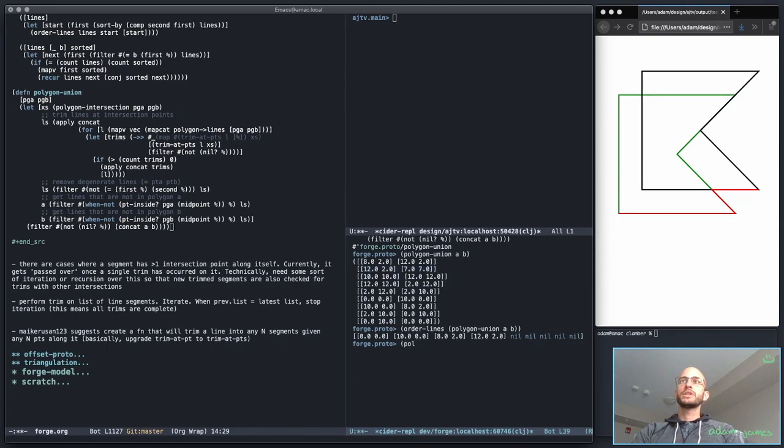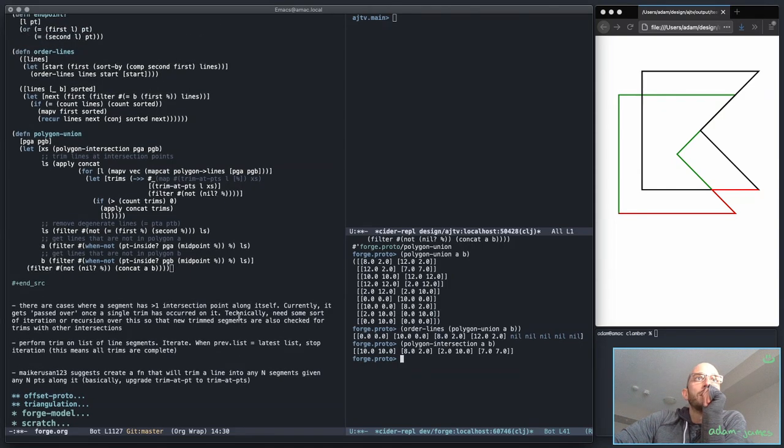If I do polygon intersection of A and B, I do get different points of intersection here. 10, 10, 8, 2, 2, 10, and 7, 7. Okay, so things are almost okay. There's just the one problem.